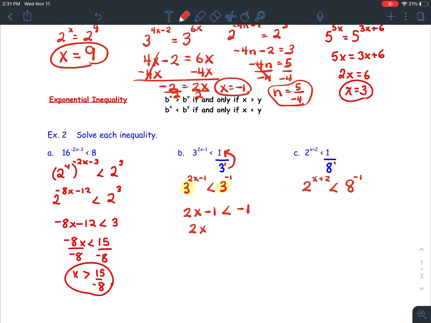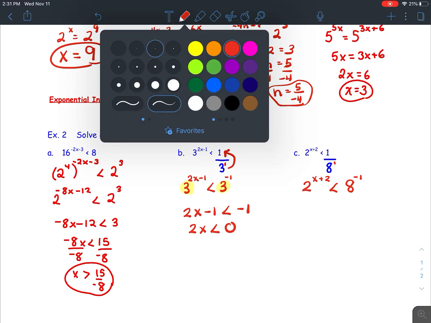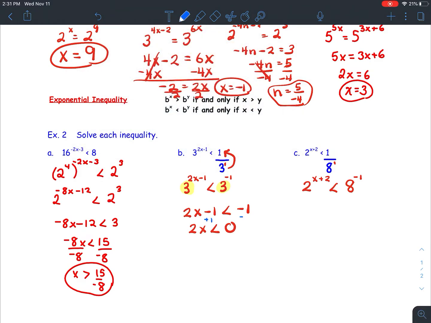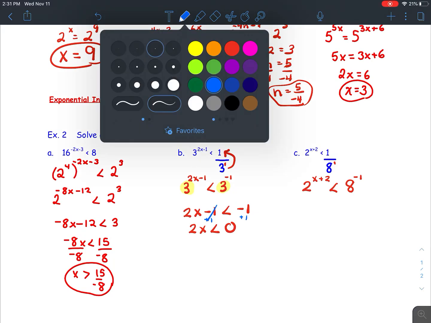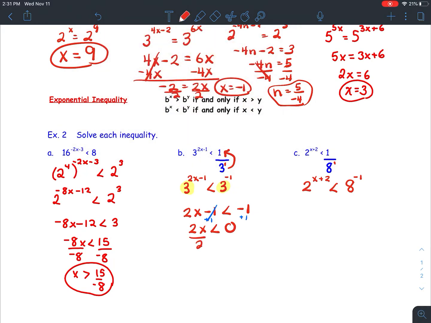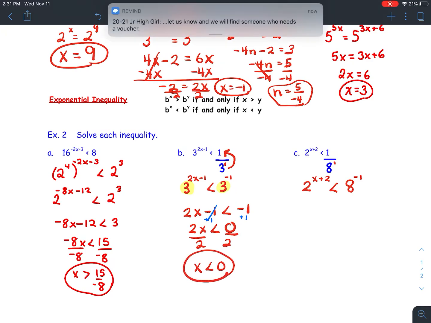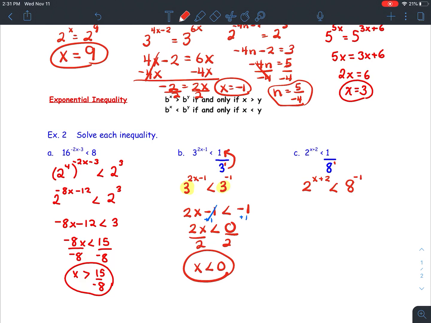But I'm just going to keep solving this the same way that we would solve it as if it were an equation. The only subtle difference that you want to be watching for with inequalities is if you ever divide both sides of an inequality by a number that is negative, it does cause the symbol to flip the opposite direction.